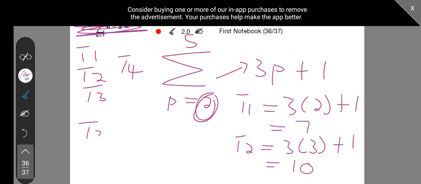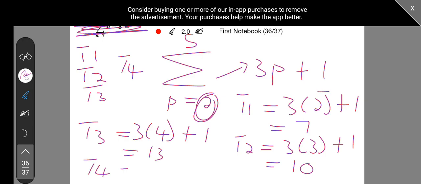To get the third term, we are going to increase again. Because this time it was 2, it was 3. This time it's going to be 4. So it's 3 multiplied by 4 plus 1. And at the end, it's 3 times 4, that's 12 plus 1 is 13. And then term number 4 will be equal to 3 multiplied by 5 plus 1. 3 times 5 is 15, and 15 plus 1, that gives us 16.